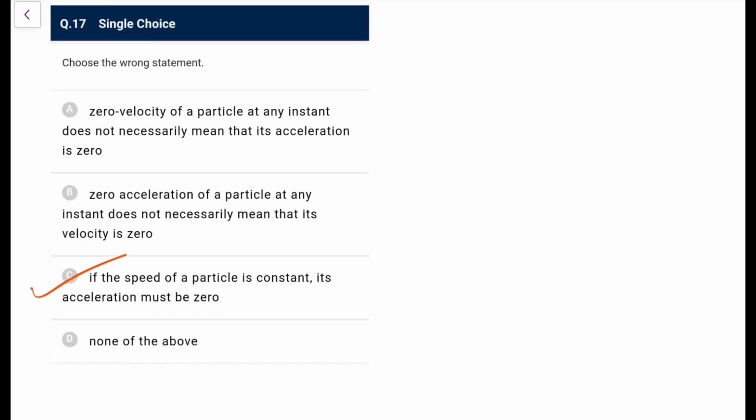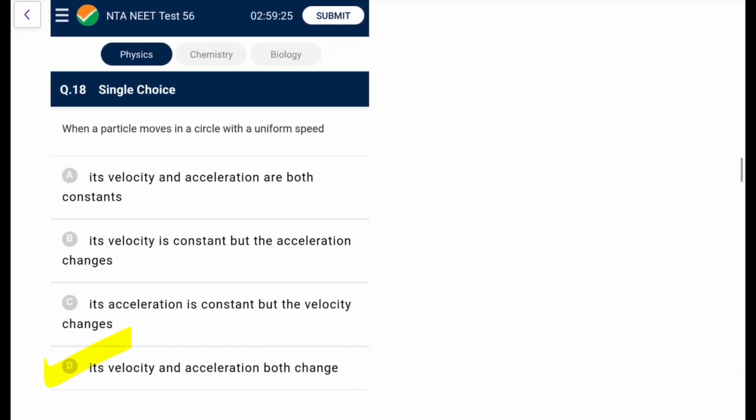Now choose the wrong statement. Zero velocity at any instant necessarily means acceleration 0. No, a equals 0 doesn't imply v equals 0, and v equals 0 doesn't imply a equals 0, so a and b both will be false. If the speed of the particle is constant, the acceleration must be 0. This is wrong. You know, in uniform circular motion, speed is constant but still acceleration is non-zero. It is needed to change the direction.